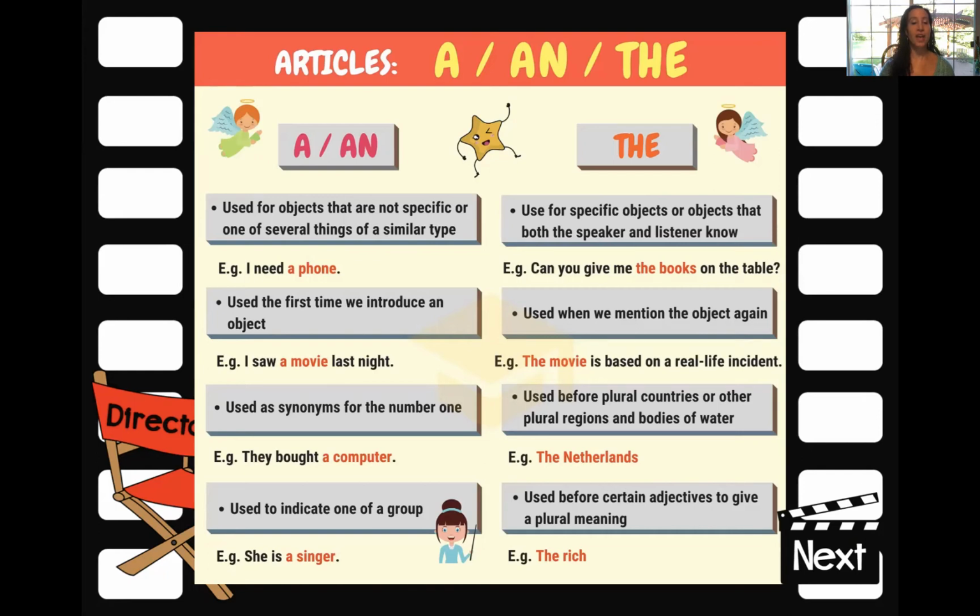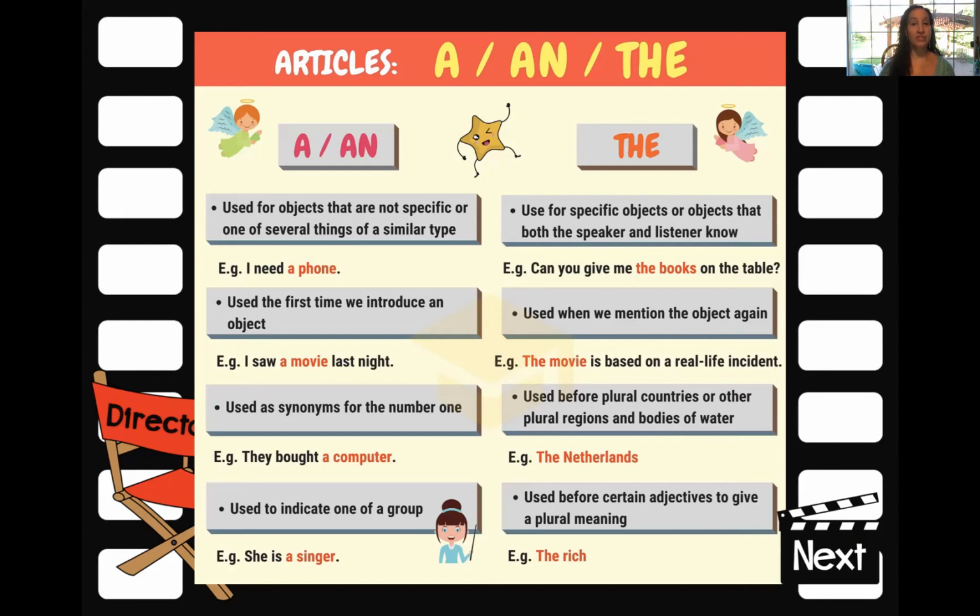We also use a or an as synonyms for the number one. They bought a computer, okay? Which means they bought one computer, okay? We also use a or an to indicate one of a group. For example, she is a singer in a group, but she is part of a group. She could also be a soloist.